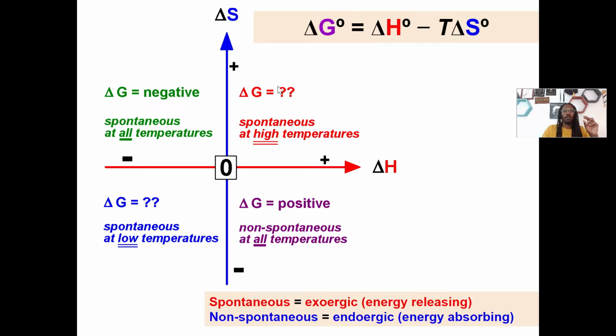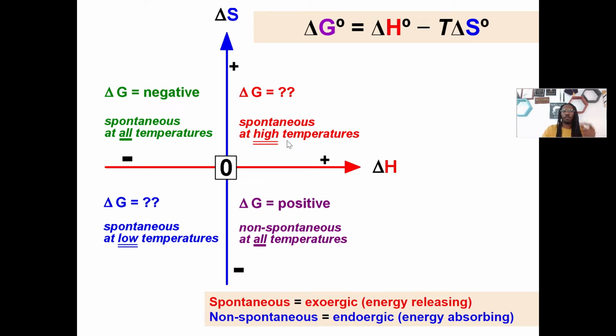Okay. Now, the only thing that's going to impact your delta G is the temperature. So if you have a positive entropy and a positive enthalpy, you're going to have a spontaneous reaction at high temperatures. And if your enthalpy and your entropy are negative values, then if you have a low temperature, you're going to have a spontaneous reaction. Once again, spontaneous reaction means that your delta G is going to be negative.